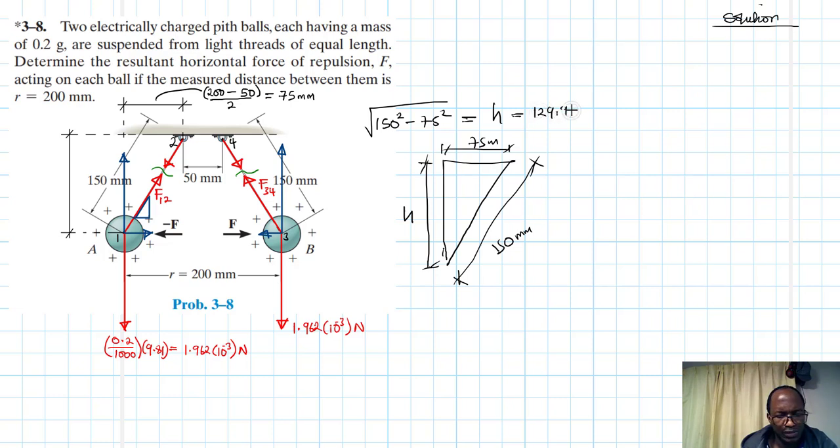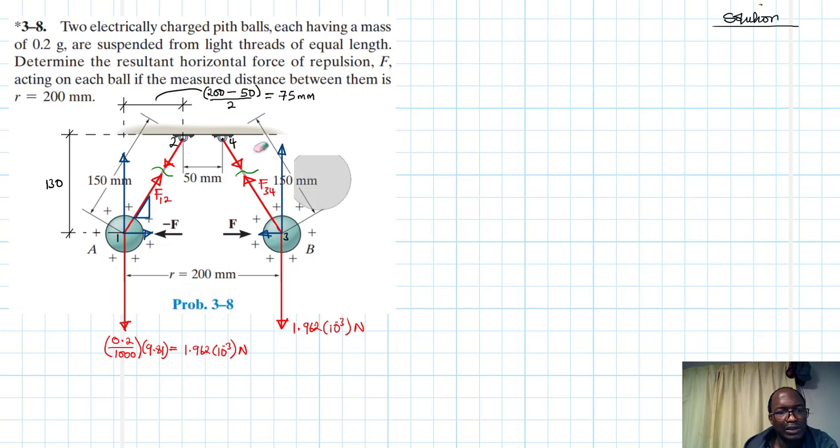129.9. I'll just put it, no, about 130. So round it off to just 130. 150 squared minus 75 squared, square root, is 129.9, rounded off to 130. So we have that.